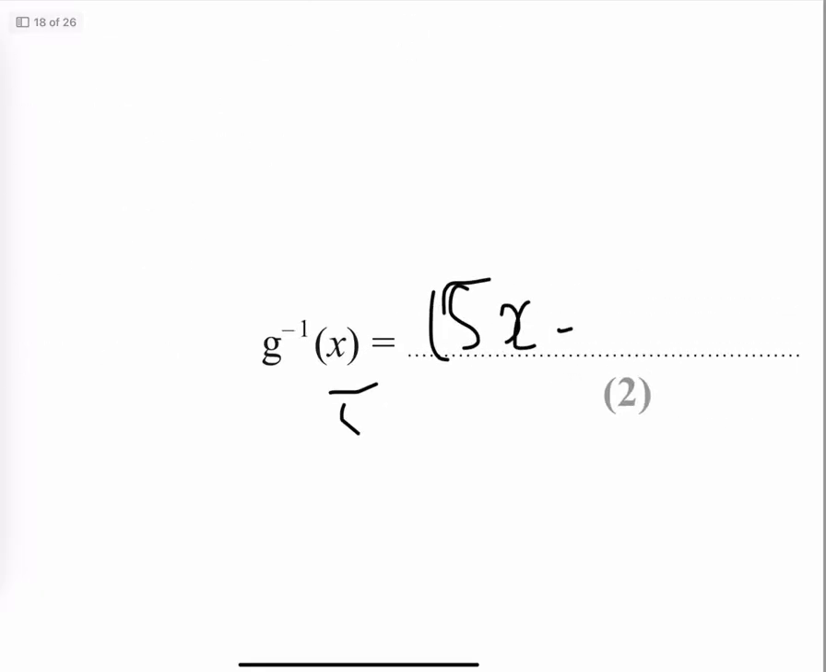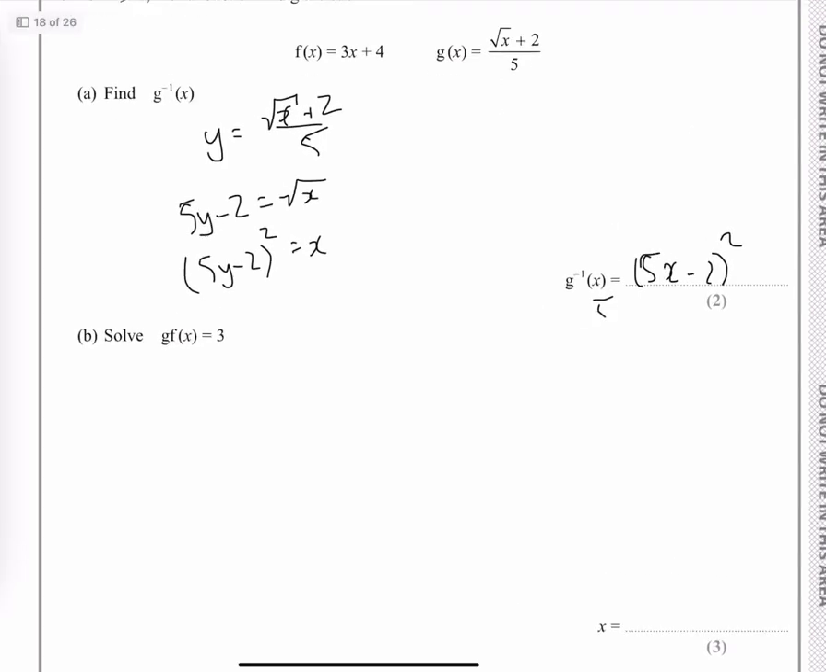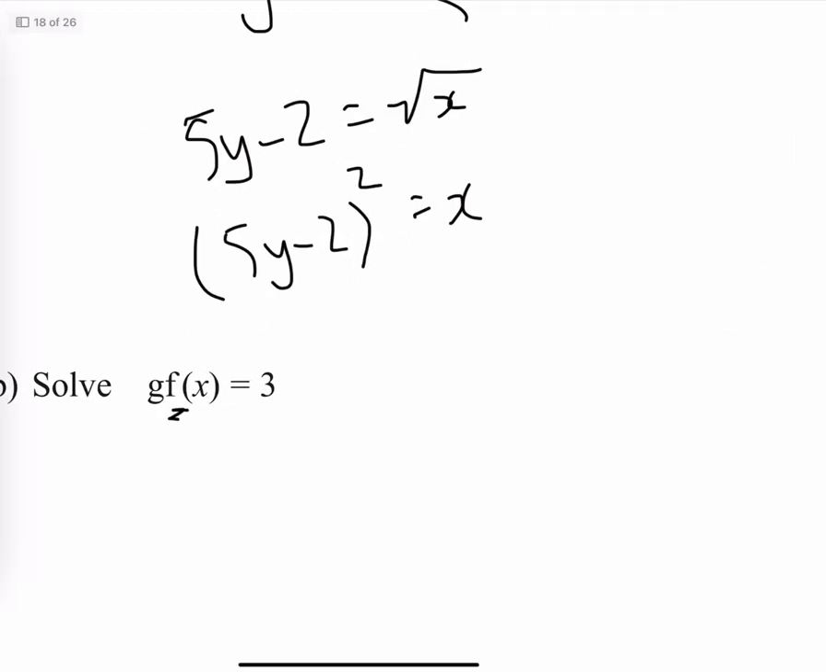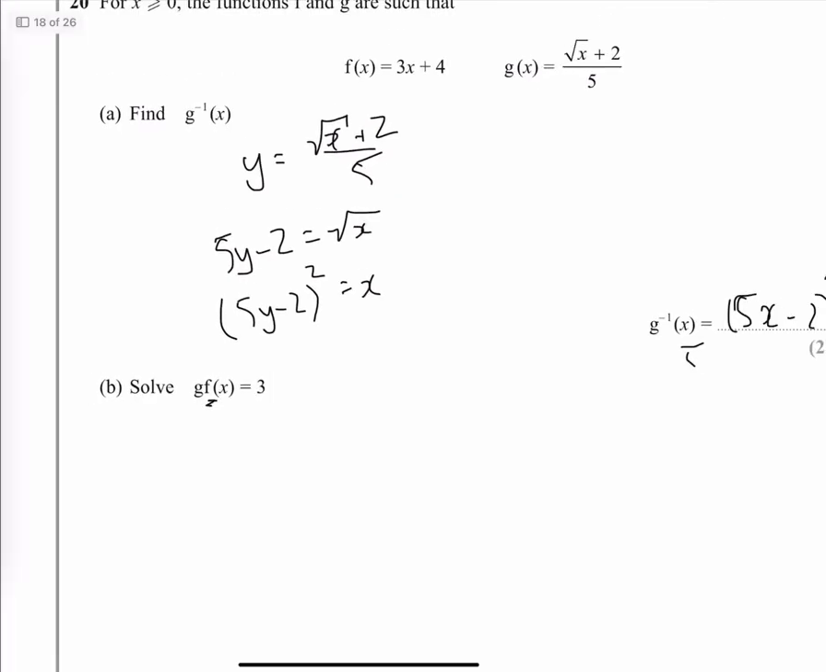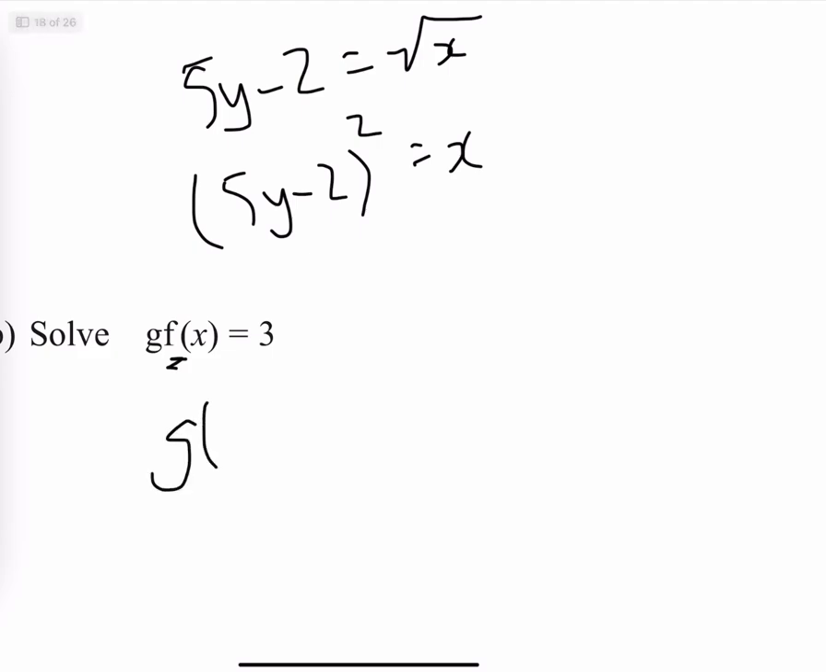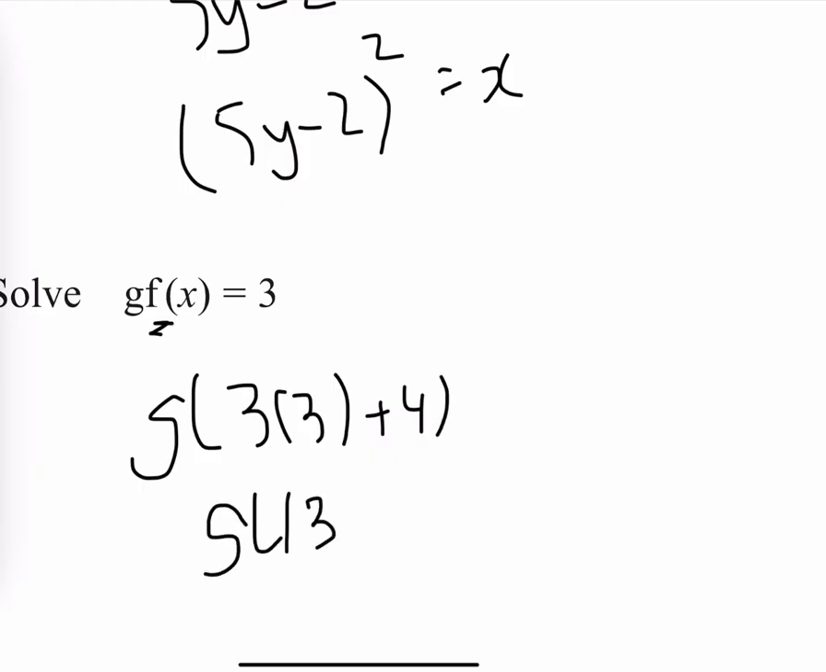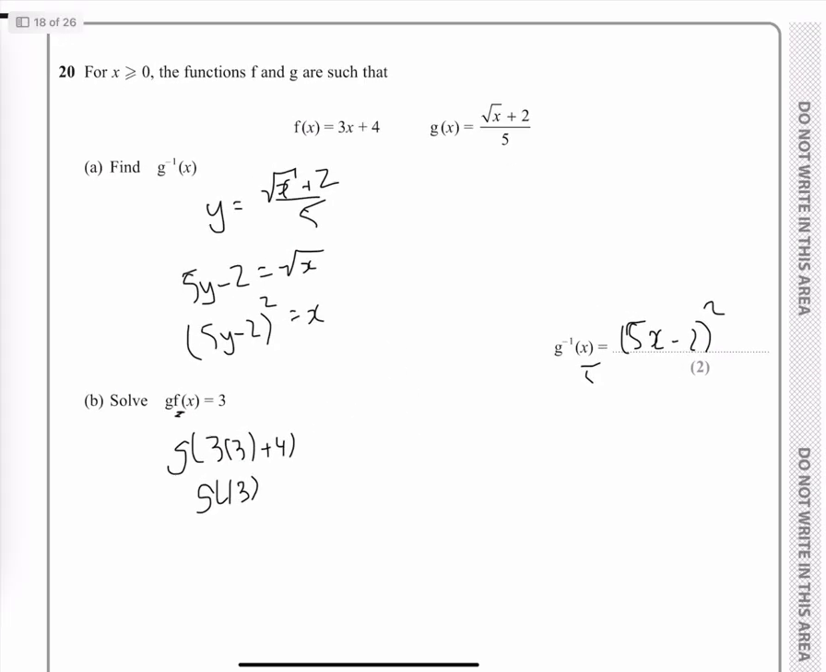5x minus 2 squared. Solve g of f of x. Well, let's shove in, remember we use this one first because it's the closest in. So shove in a 3, what do we get? F of 3 will give me g of 3 lots of 3 plus 4, which is g of 13, yes? And g of 13, that's horrid. Have I really done that right? Unfortunately, I do think so.